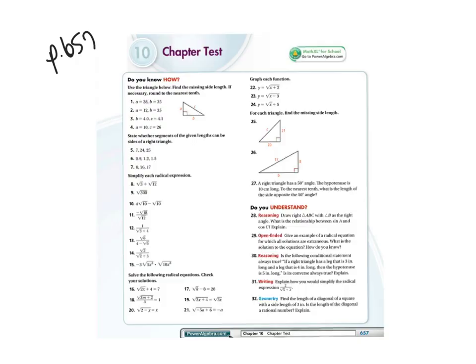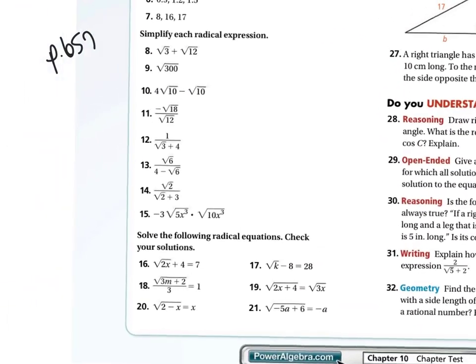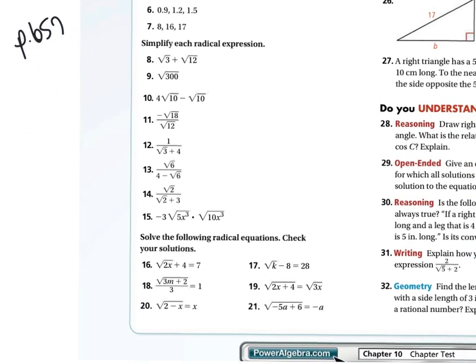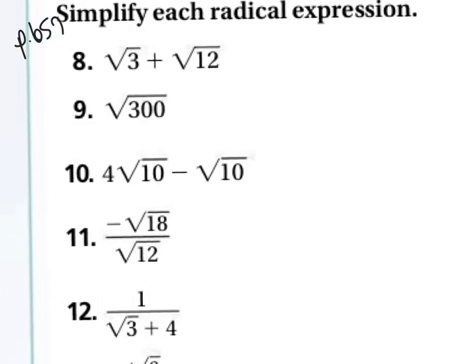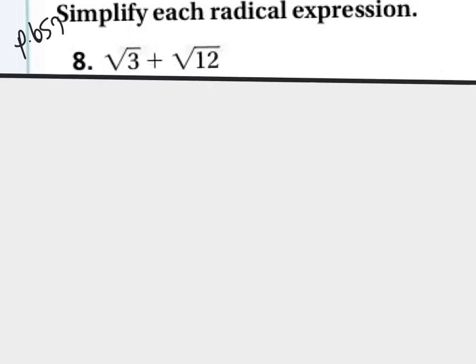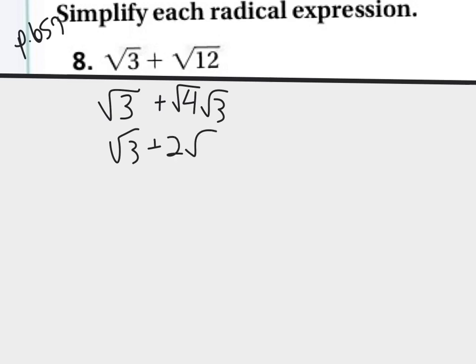We'll look at page 657. Basically, numbers 8 through 21 are the ones that go with what we're doing here. So I'll just go ahead and try to quickly work through these in case anybody's doing these and has any questions. For number 8, square root of 12, we can break that up. And so then when we have square root of 3 plus 2 square roots of 3, so that's like 1 square root of 3 and 2 square roots of 3 gives us 3 square roots of 3.